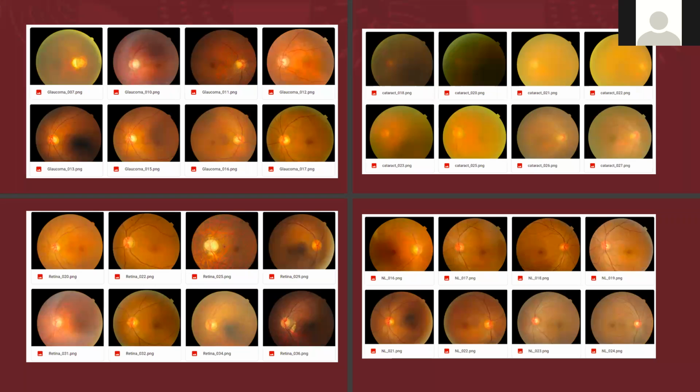These are a few examples of the training data set. If we look into the data set for cataract, the lighting condition is changing, from high to low, and that's true for other classes also. So illumination is again another issue in the given data set.